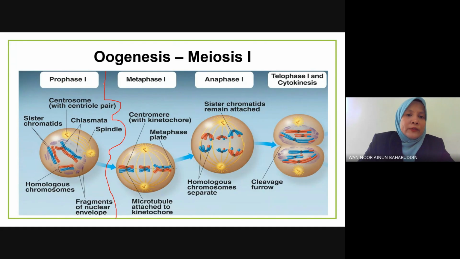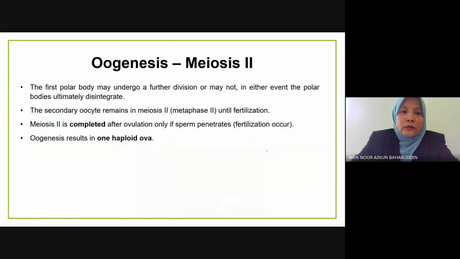After FSH stimulates the oogenesis, they complete metaphase 1. Metaphase means they are all at the metaphase plate, and then anaphase 1, where they are separated to each end of the cell. And then telophase, where the cleavage furrow is formed.